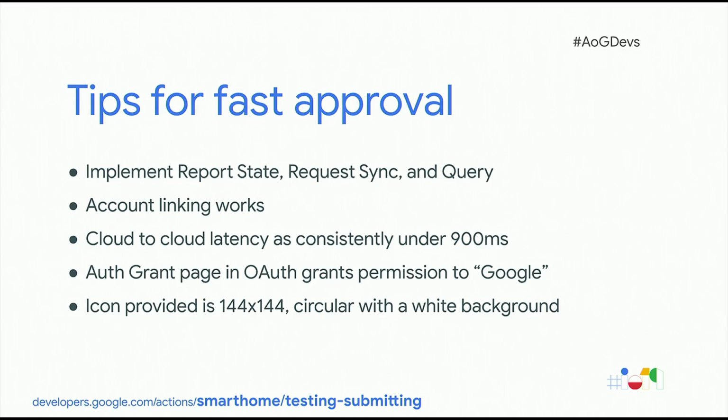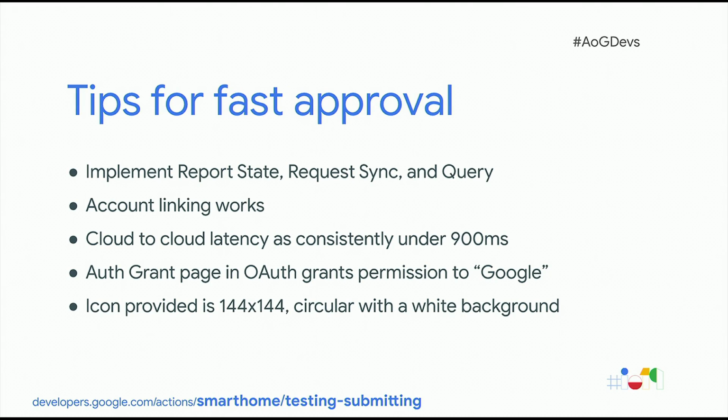You'll want to make sure that account linking is working, and this might seem obvious, but once you launch, your users are going to try to do account linking and start interacting with you, and if account linking doesn't work, they won't be able to do that, and you'll have 0 users. You'll want to make sure that the cloud-to-cloud latency is consistently under 900 milliseconds, which is where we find latency to be very noticeable. When you say turn on the lights and it takes more than a second for that to happen, it's pretty noticeable.